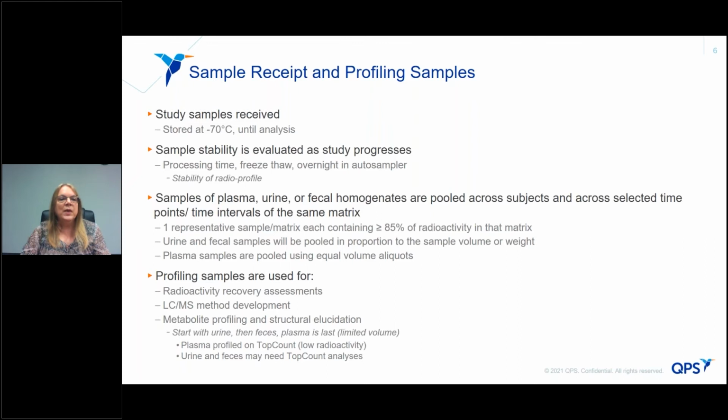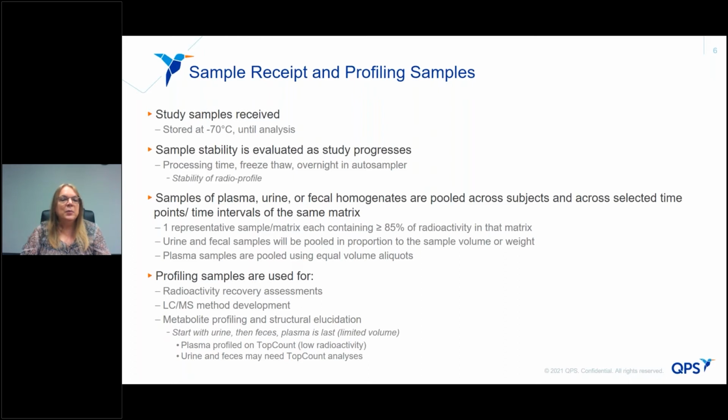What we're looking for at that point is the stability of the radio profile. We're not just looking for the stability of the parent, because some metabolites are not stable and we would like to know that ahead of time. The profiling samples are pooled across subjects and across all the time points. So what you get is one representative sample per matrix, each containing greater than 85% of the radioactivity. And urine and fecal samples are pooled in proportion to the sample volume or weight. Plasma samples are pooled using equal volume aliquots.